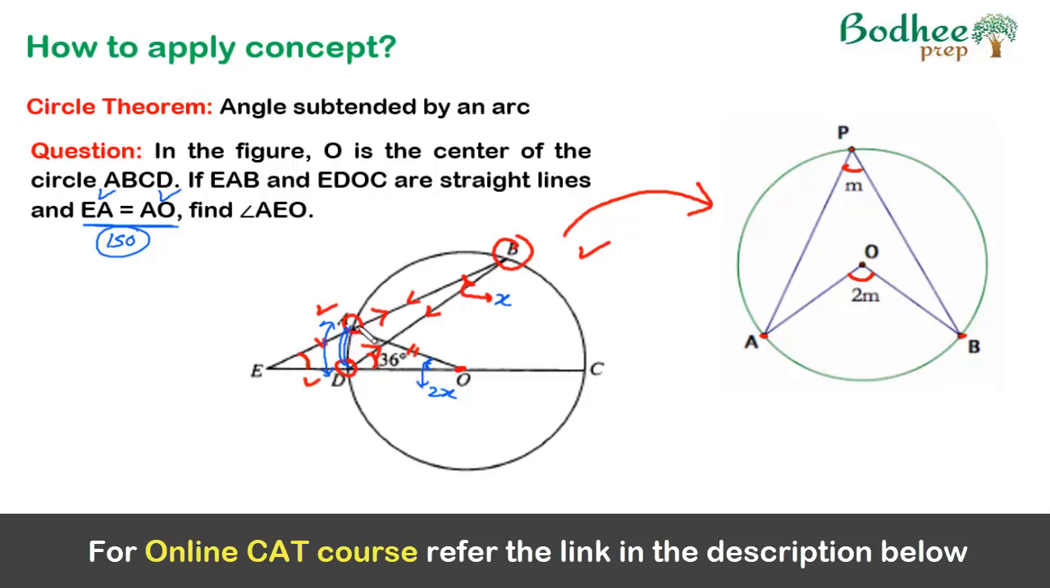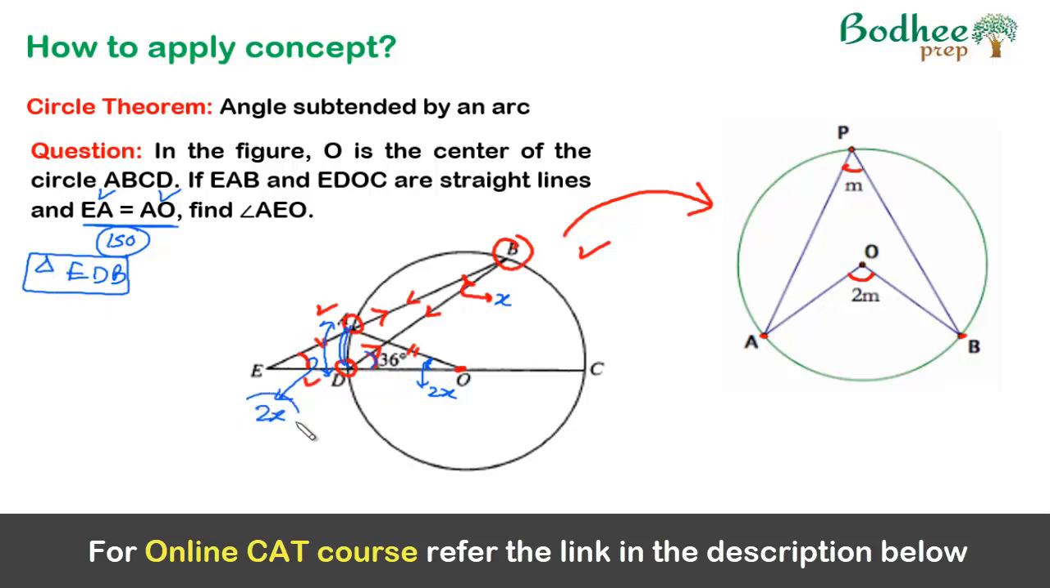So here we can see that AEO will be an isosceles triangle. So if this angle is 2x, this angle will also be 2 times x, right? That's the property of the isosceles triangle. Now we can apply the exterior angle theorem. If you observe triangle EDB, then we can see that this angle 36 is the exterior angle, right?